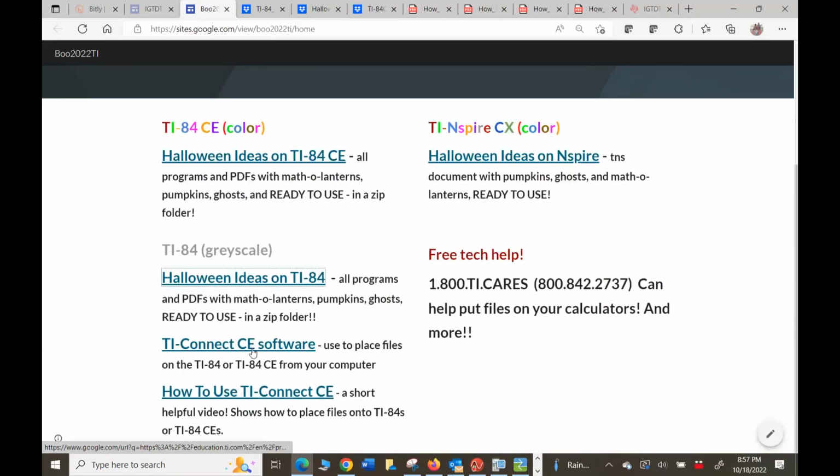The TI Connect CE software, go there and download it. It's a free download. And this is the video that'll show you how to place files onto either 84s, 84 CEs, and also onto TI Smart View as well. Okay.